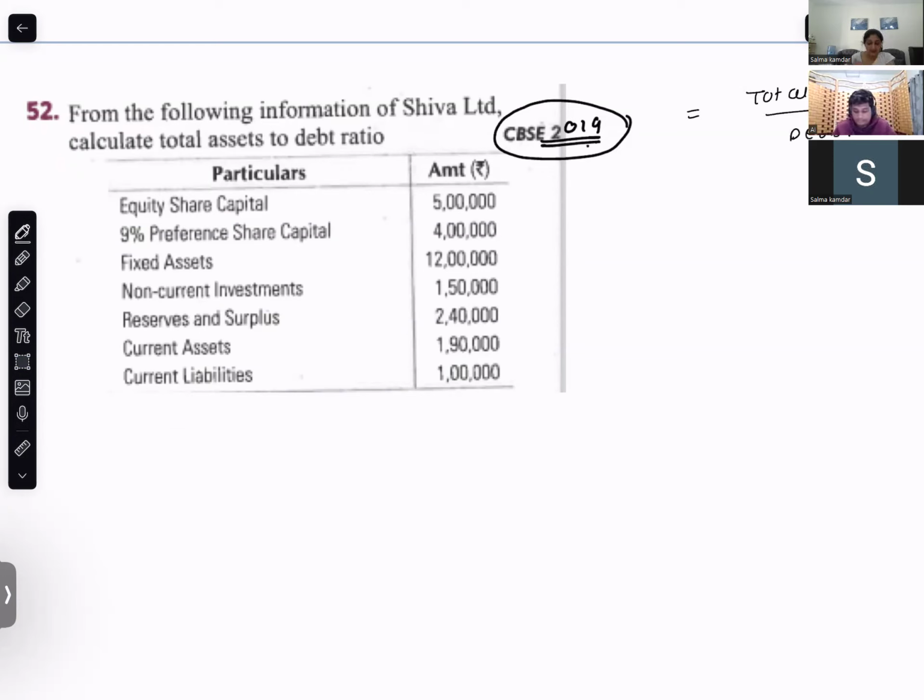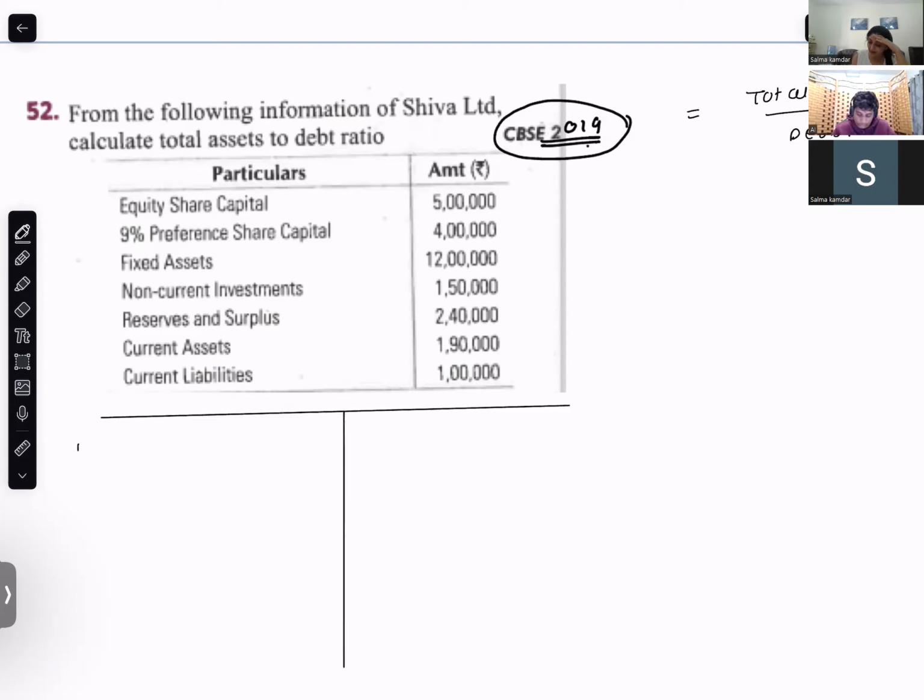When I talk about total assets, that means non-current assets plus current assets. And when I talk about debt, it is long-term provisions and long-term borrowings. When I am seeing over here, I do not have a clear bifurcation of my total assets. In that case, I will prepare a balance sheet that I know of.